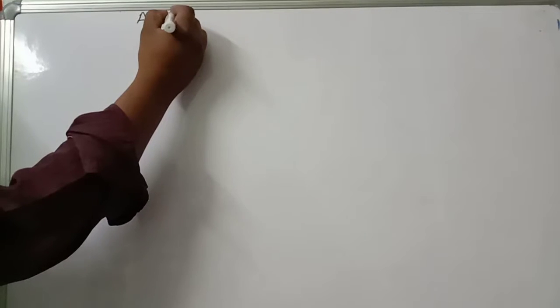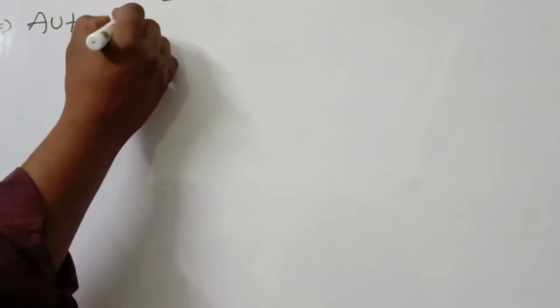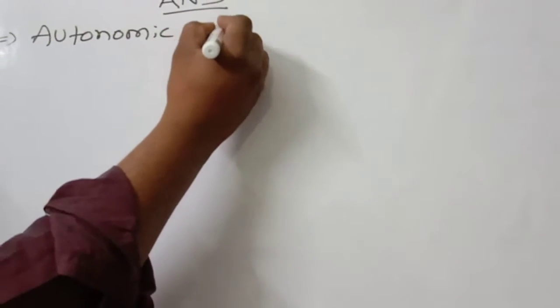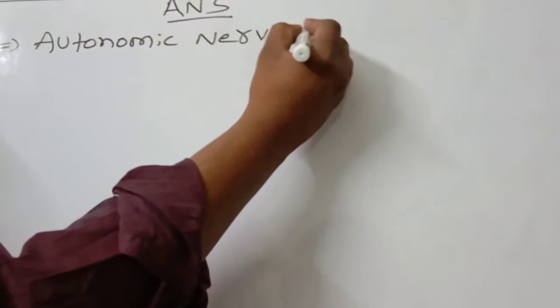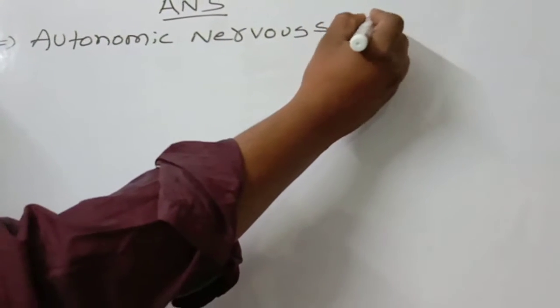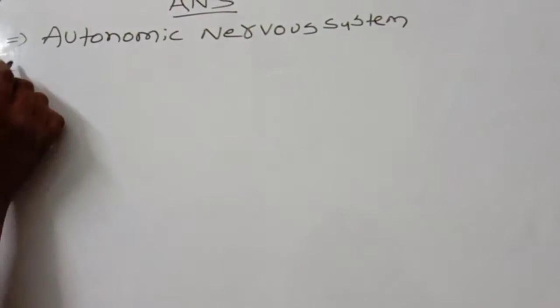Good morning, children. Today we will discuss another concept, ANS. Central nervous system we discussed, peripheral nervous system we discussed. Next one is ANS. ANS means, you know very well, what is the full name of ANS? Autonomic nervous system. This is one more important.